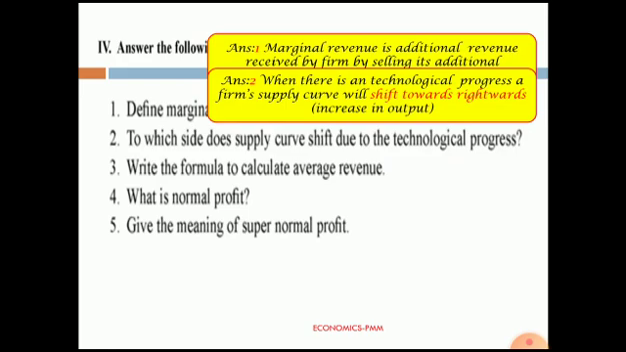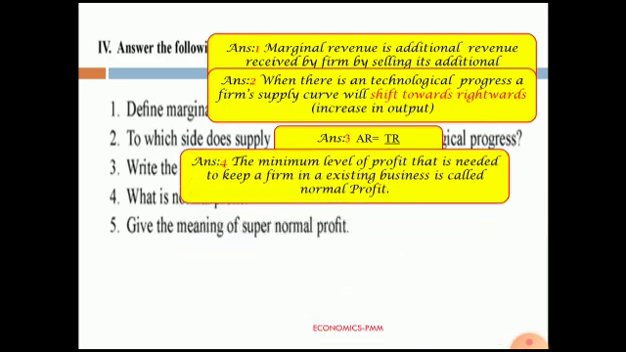Rightwards means increase. Next, write the formula to calculate average revenue. Already we discussed it in match the following. AR is nothing but total revenue divided by quantity. Average revenue is nothing but total revenue divided by quantity. Next, what is normal profit? The minimum level of profit that is needed to keep a firm in an existing business is called normal profit.